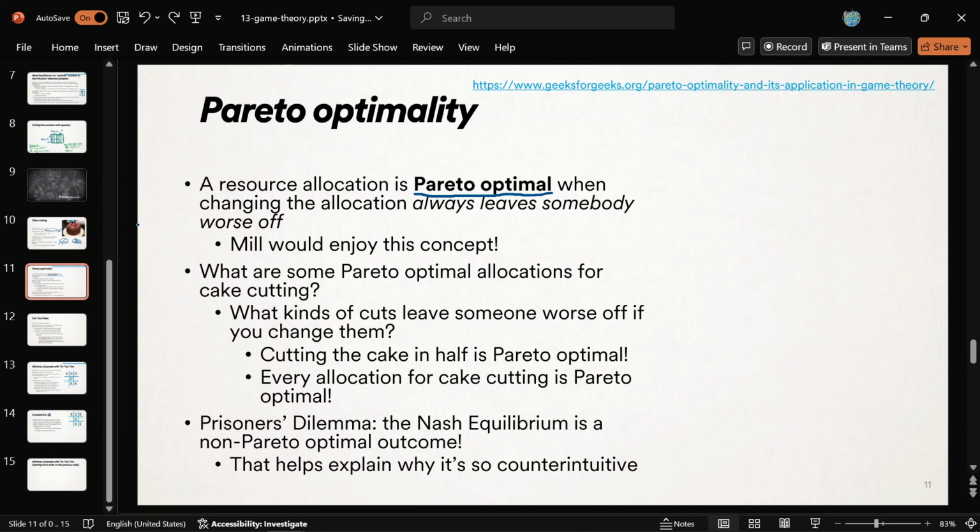What are then the Pareto optimal allocations for cake cutting? What are all the ways that we can cut a cake where if we were to change the way we cut it, somebody's worse off? Let's think about this. Is this Pareto optimal, like cutting it straight in half? According to the definition, I think so, right? Here, we're cutting it straight in half, perfectly in half.